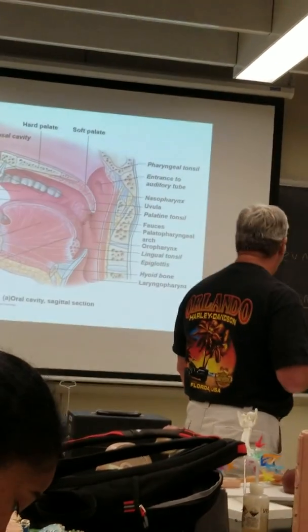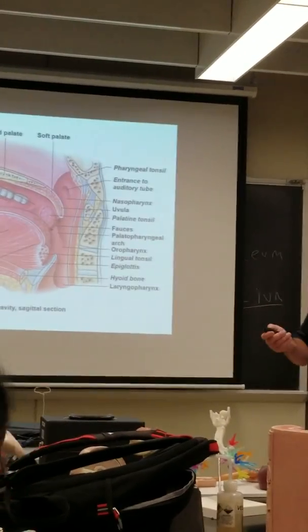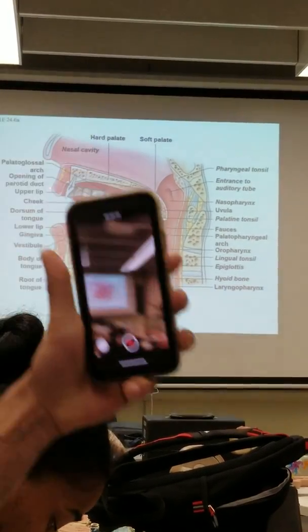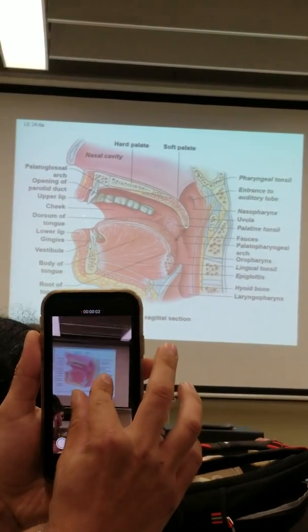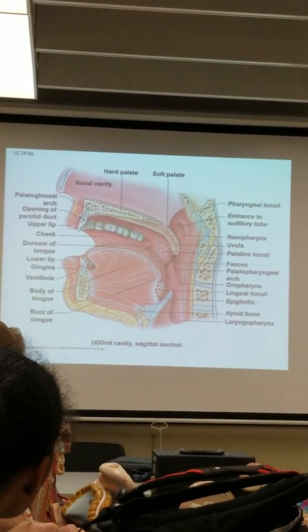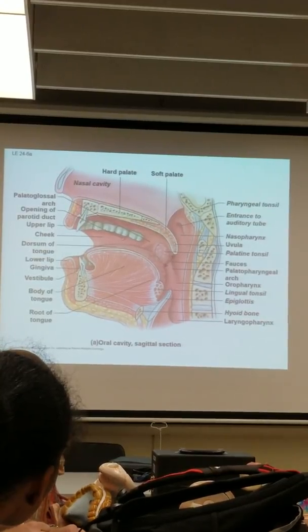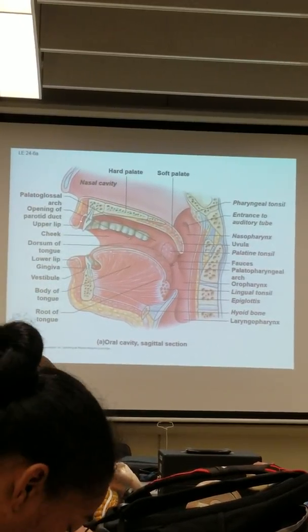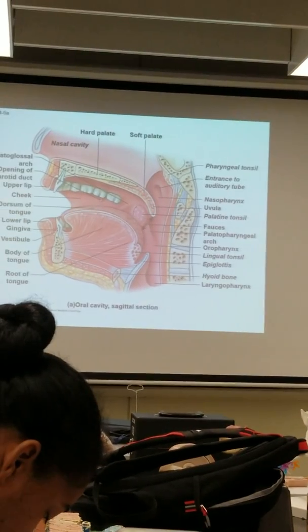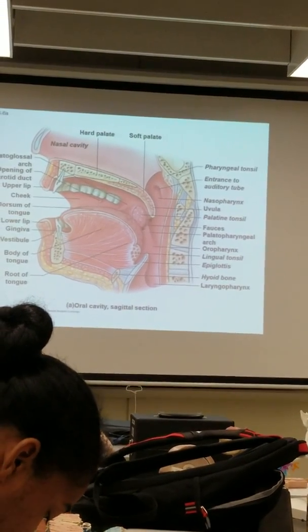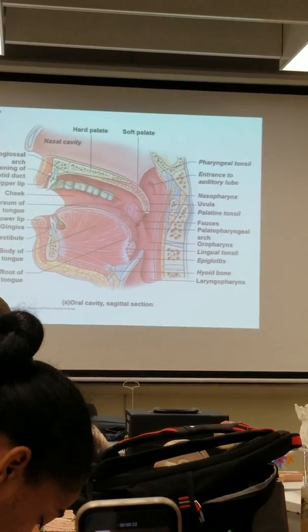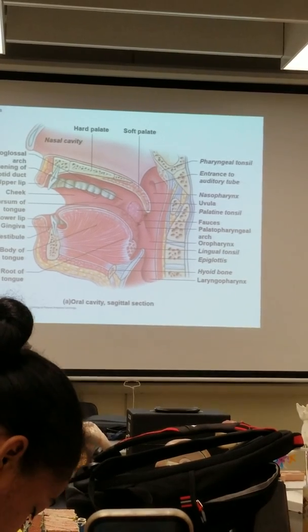Okay? Now, coming in, guys, through the lips, we're going to have a gap between the lips and your teeth. The space between the lips and your teeth, guys, is called the oral vestibule. Oral vestibule, okay? Between your teeth and the lips. Okay? Everybody go with that?